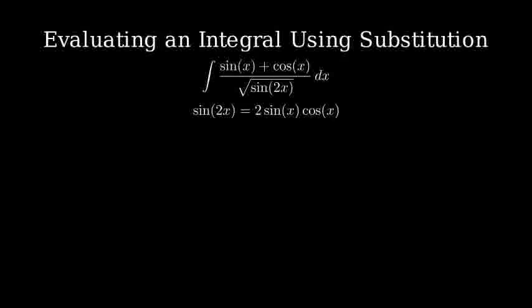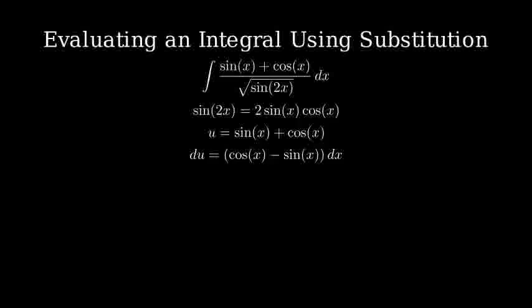Our next step is to find the appropriate substitution to simplify the integral. Let's set u equal to sine of x plus cosine of x. Now, we need to find the differential du to adjust the integral. By differentiating u with respect to x, we find that du equals cosine of x minus sine of x. So we have du equals cosine of x minus sine of x times dx.